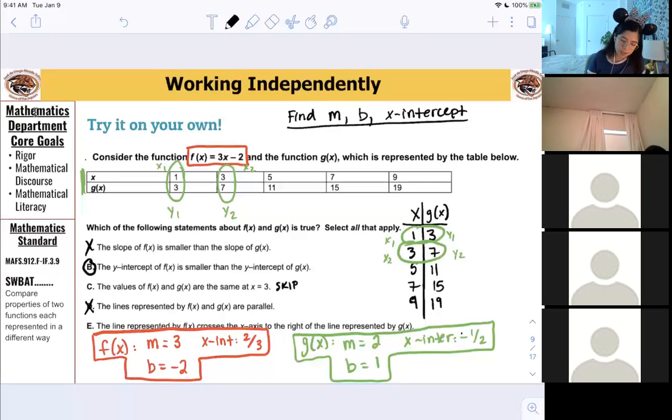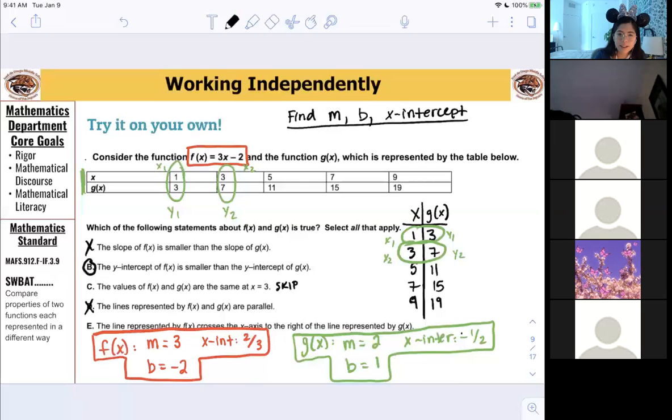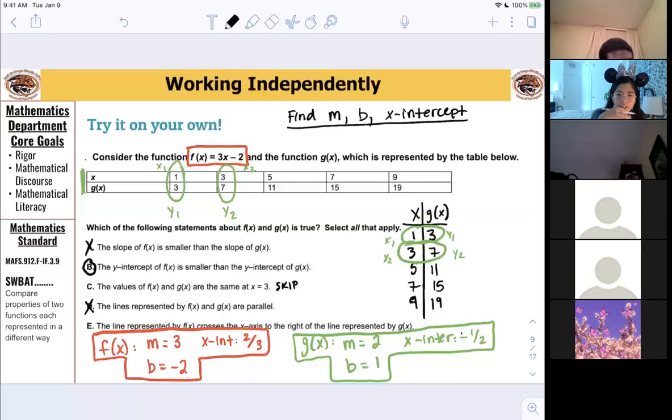So that's false. And E, the line represented by f of x crosses the x-axis to the right of the line represented by g of x. Think about that in your head. I'll read it one more time. I know some students are leaving, probably the ones in school that had to log off. But let me just finish it. The line represented by f of x crosses the x-axis to the right of the line represented by g of x.